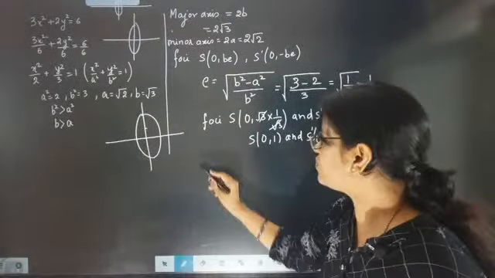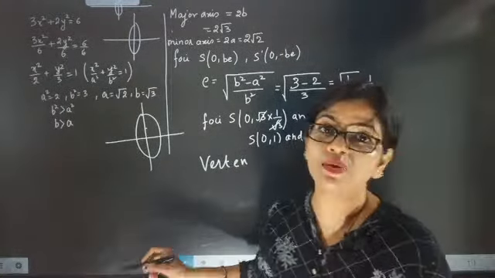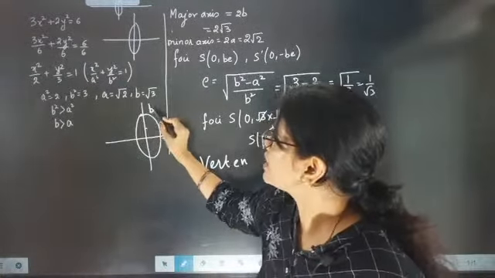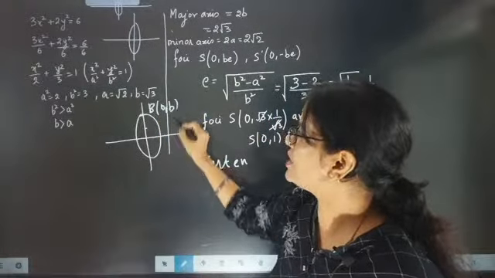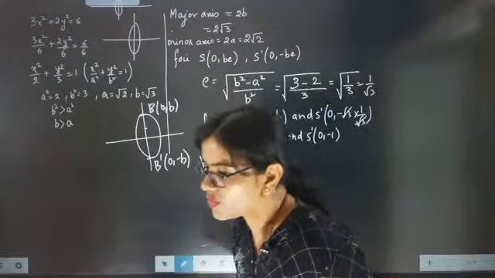So vertex point, we know that here vertex point will be what? Here vertex point will be b, 0 comma b and b dash, 0 comma minus b. This will become the vertex point.